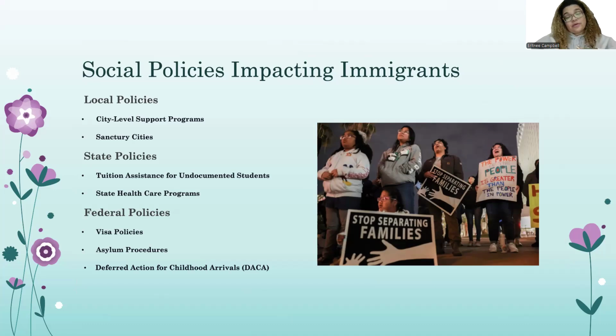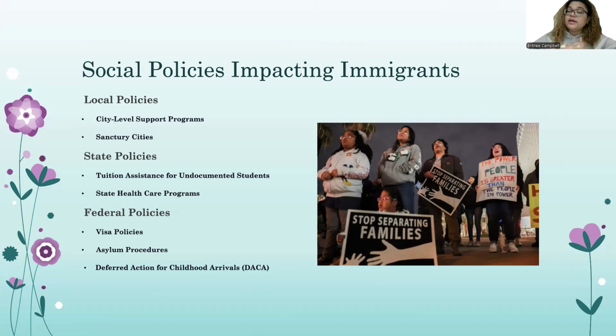Then we move to the federal policies, which is going to start with visa policies. So the US has diverse visa categories, such as family-based visas, employment-based visas, and student visas, which are the F1. Each category has very specific eligibility requirements, and the application process can often be really lengthy and intricate.